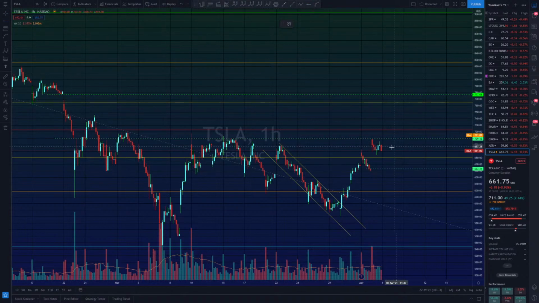Basically, under 683, it's going to 663. Over 709, it's probably going to struggle with the 745 area here. And if it can get by there, then it can go to 777.